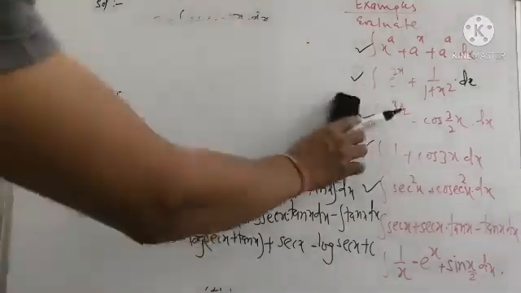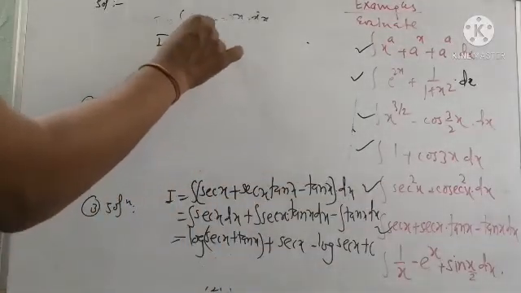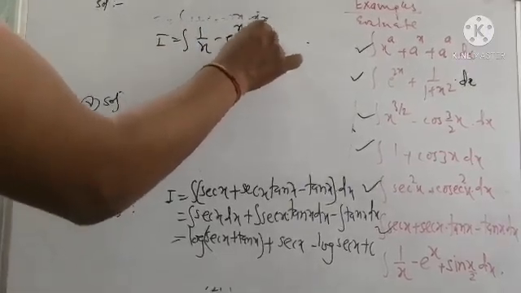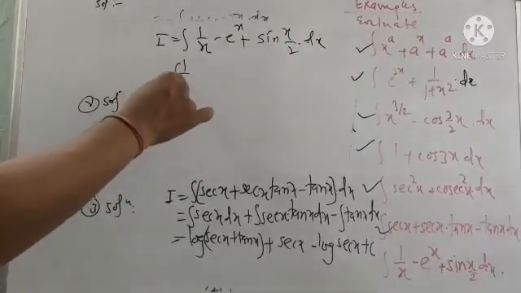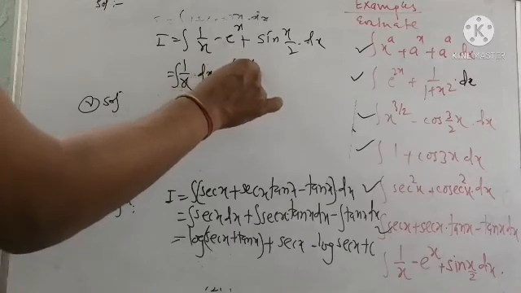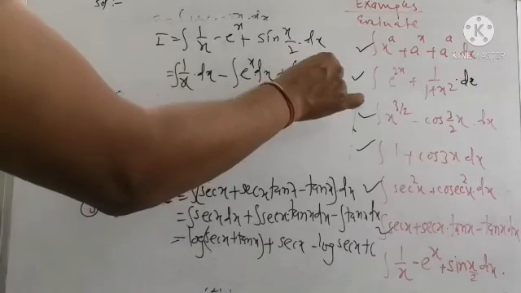And now we move to the last example. I is equal to the integration of 1 upon x minus e raised to x plus sine of x by 2 with respect to x. Again three terms are given, so the first term is 1 upon x integrated with respect to x, minus the second term e raised to x integrated with respect to x, and plus the integration of sine of x by 2 with respect to x.